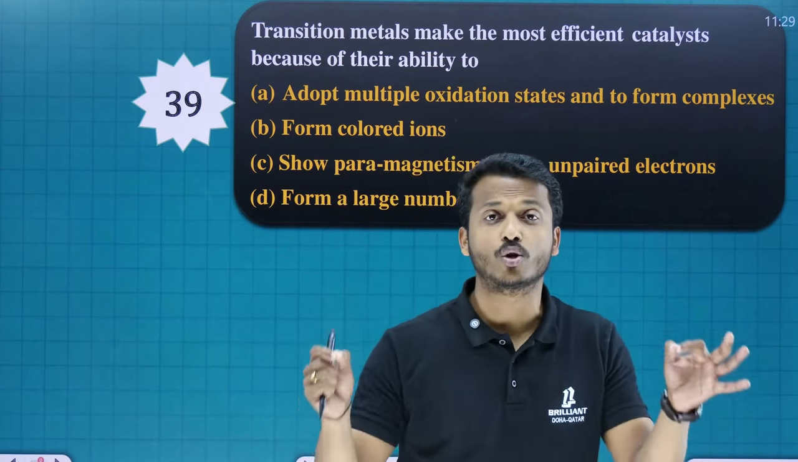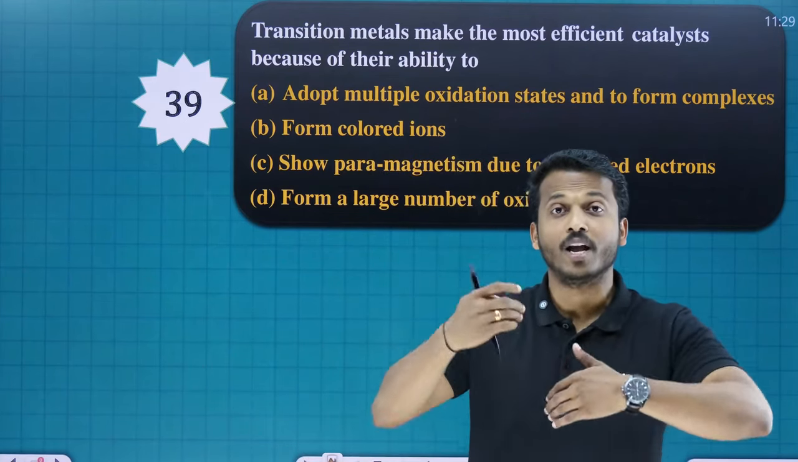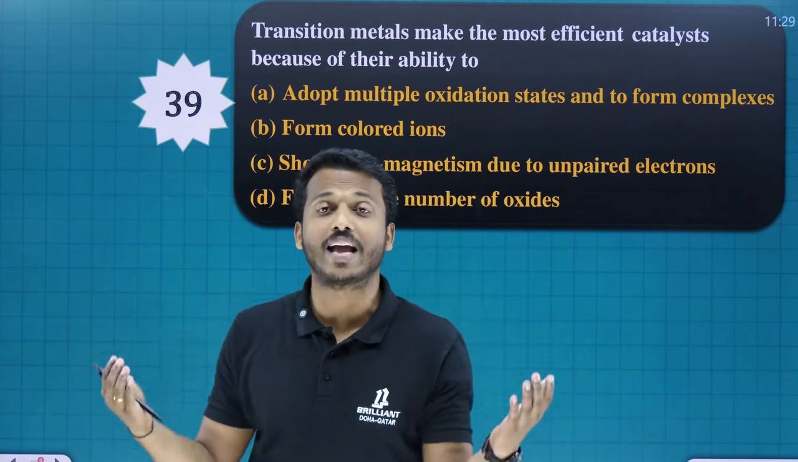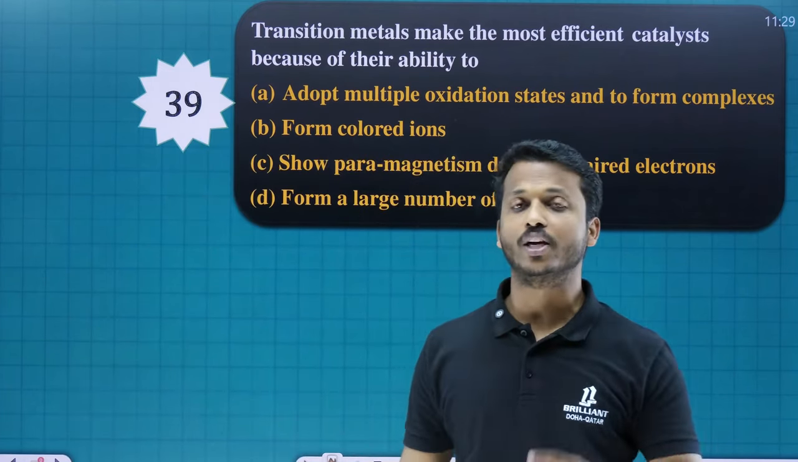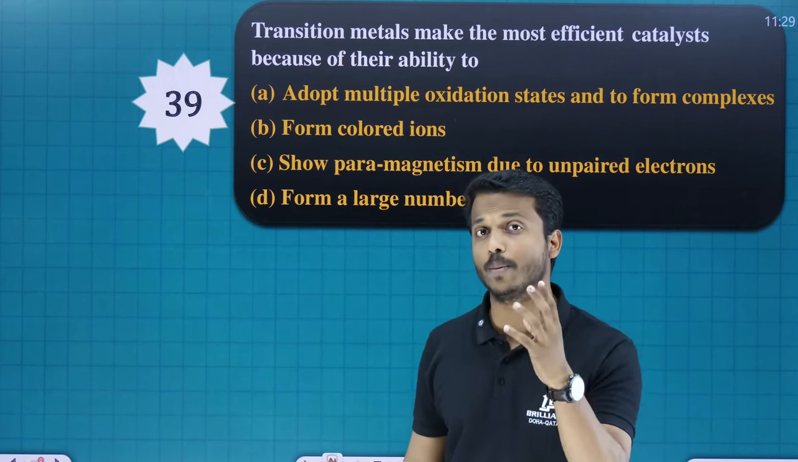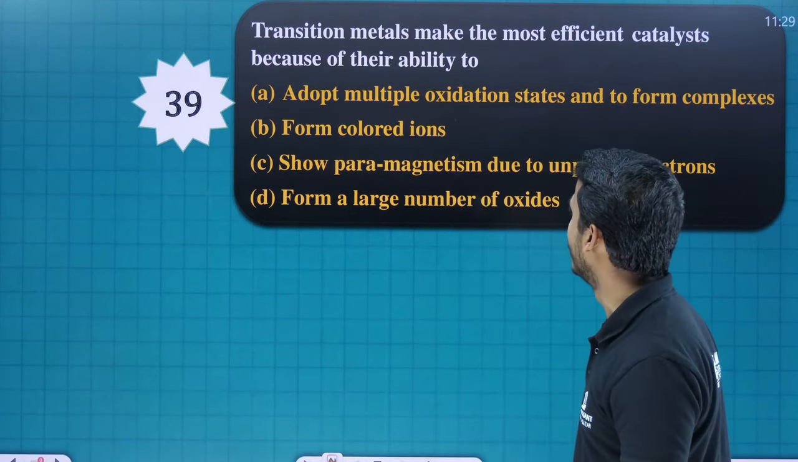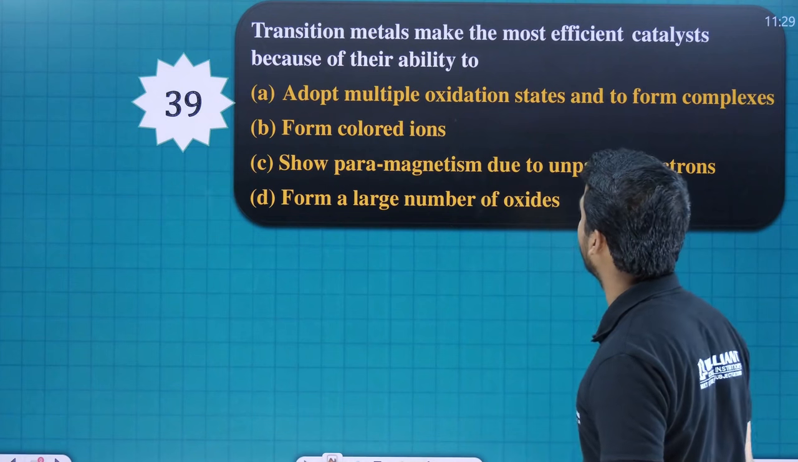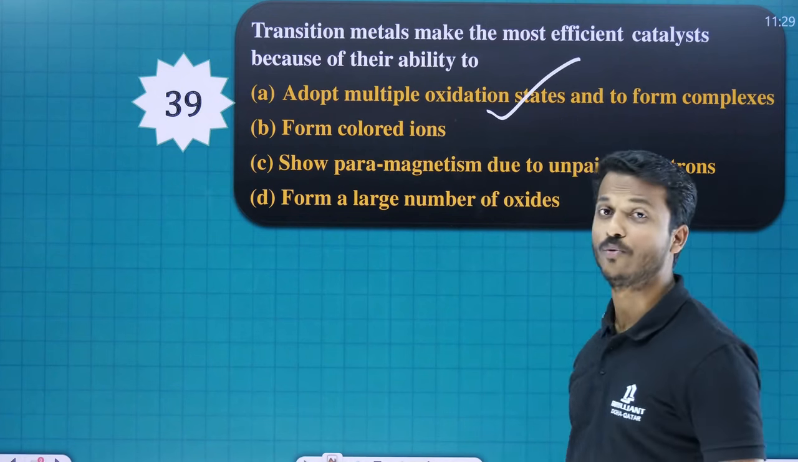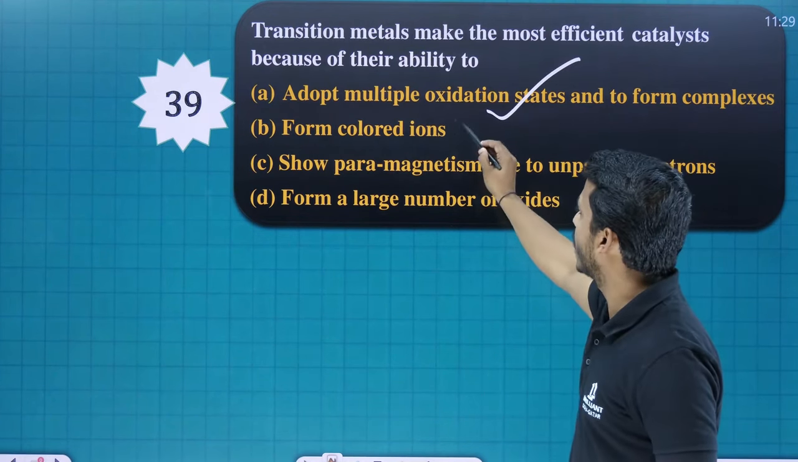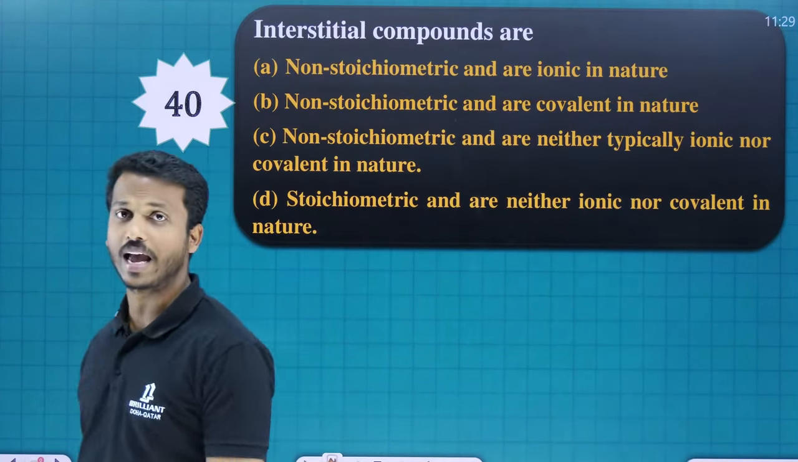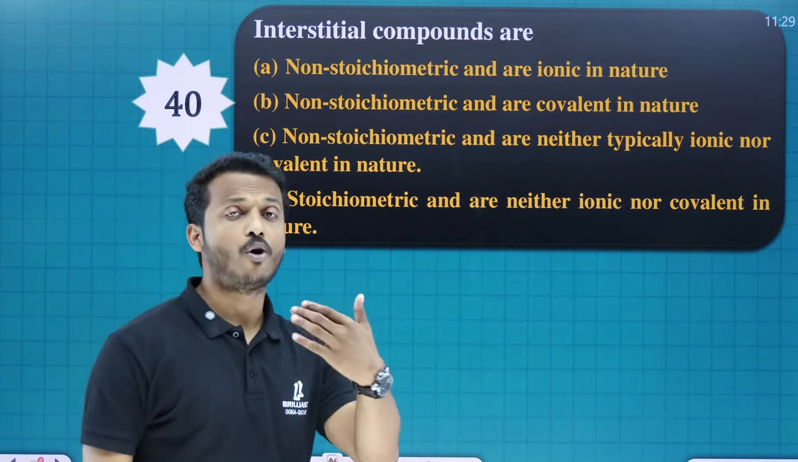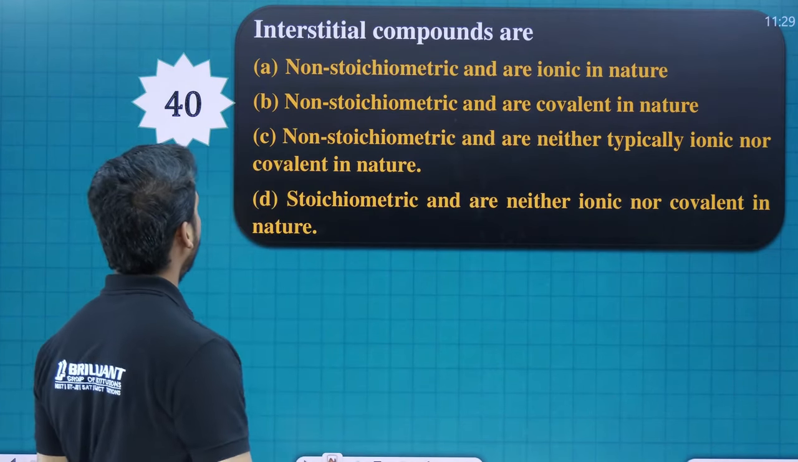Next one. Transition metals make the most efficient catalysts, because we already discussed this. Why do transition metals show variable oxidation states? Why do they show catalytic activity? Why are they used as catalysts? Because of two main reasons: they show variable oxidation state and they provide large surface area. So they adopt multiple oxidation states. Forming color and showing paramagnetism are not the reason for catalytic activity. The reason is variable oxidation state.